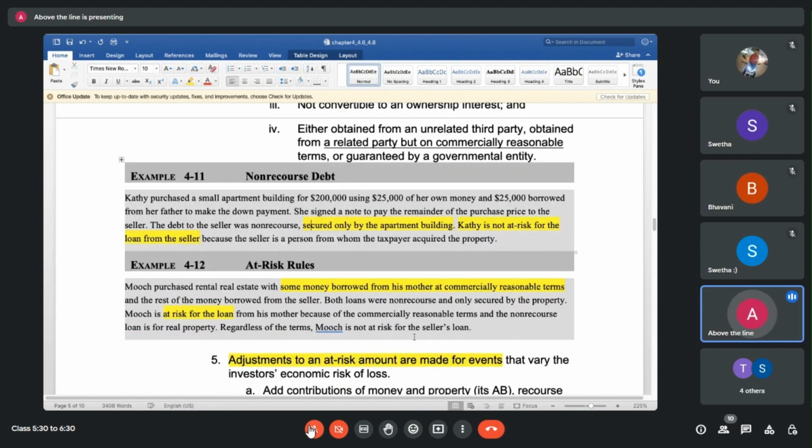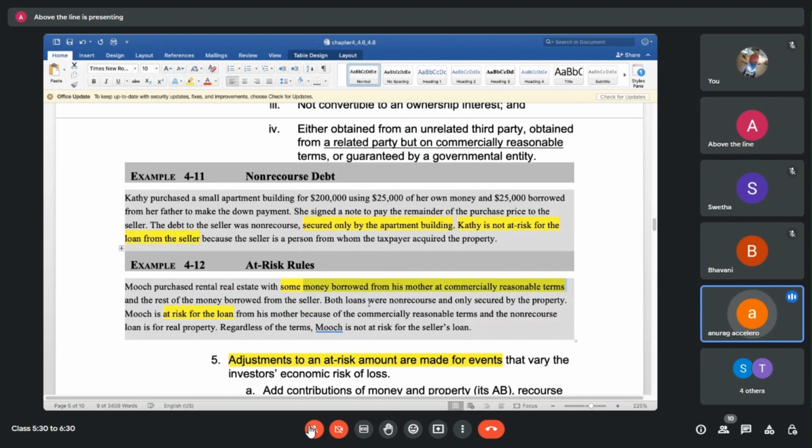Okay, Anurag, you want to read this? Mooch purchased rental real estate with some money borrowed from his mother at commercially reasonable terms, and the rest... Stop, one minute. Sorry, I'm interrupting, but what they're saying is he borrowed some money from his mother. So this is from a relative, a related party, but on commercially reasonable terms. Okay, go ahead: and the rest of the money borrowed from the seller.